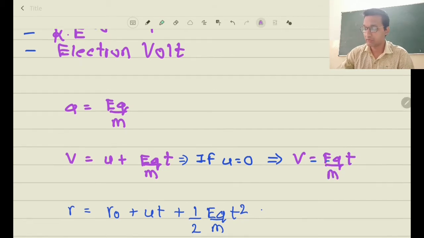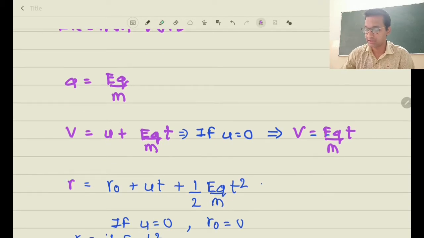Same way, we have obtained an equation for displacement. Here r is the displacement and r0 is the initial position. So the equation will be r0 plus ut plus 1/2 at square, where a is Eq by m. Here r and r0 are final and initial position. So if I take this r0 to the LHS, it will become r minus r0, that is the displacement.